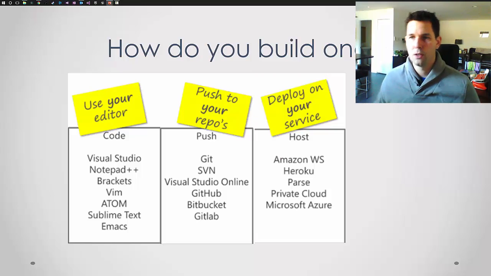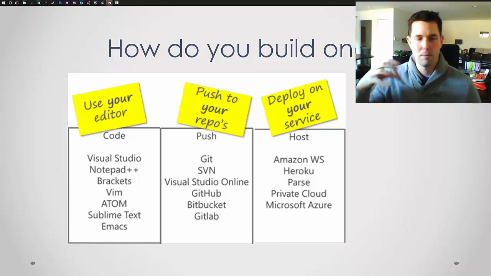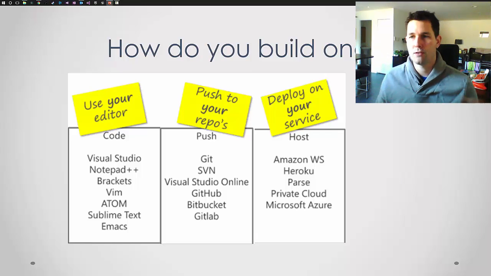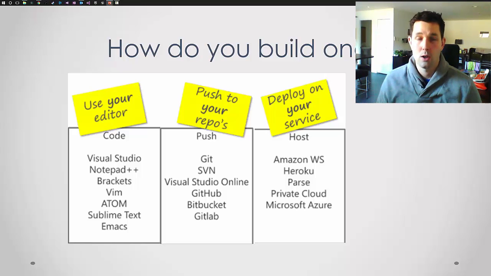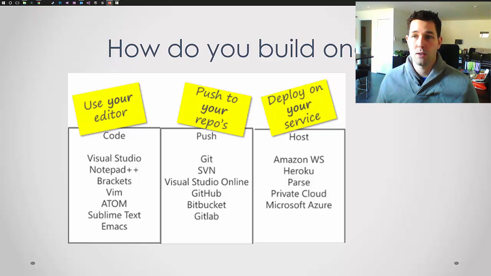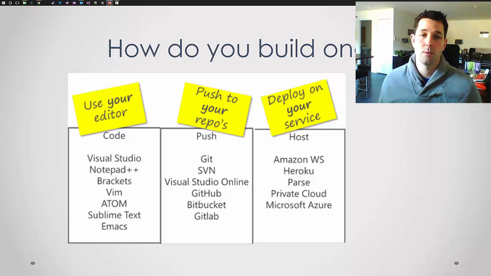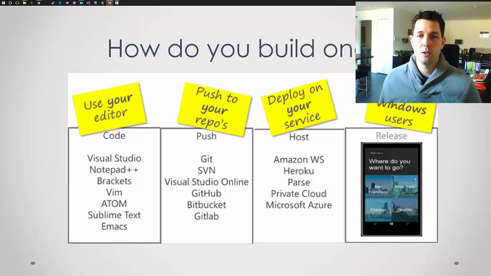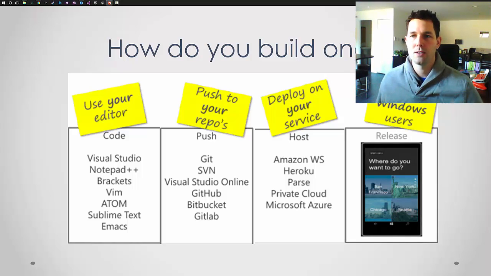So you have this code, you're going to push it up to the repository, and now you're going to have a service reach into this repository to pull the code up so that people can view it. Amazon Web Services, Heroku, Parse, your private cloud if you want to have it on your own server, or you can use Microsoft Azure, which is what I'm going to be showcasing with you today. And finally, it says Windows users here, but really you can reach anybody: iOS, Android, Windows, and even other devices.